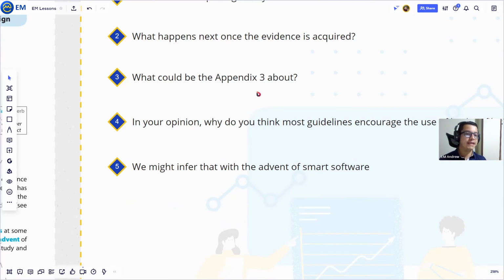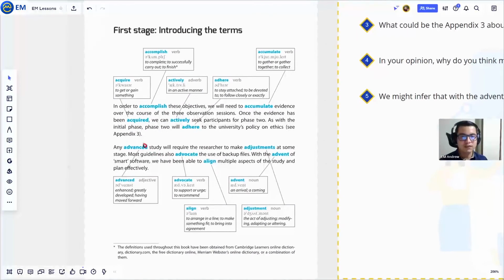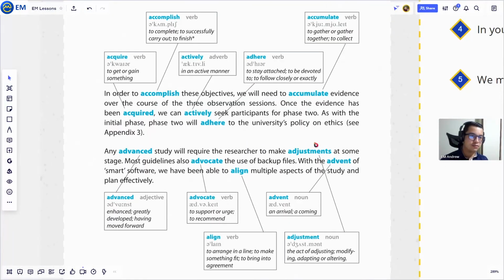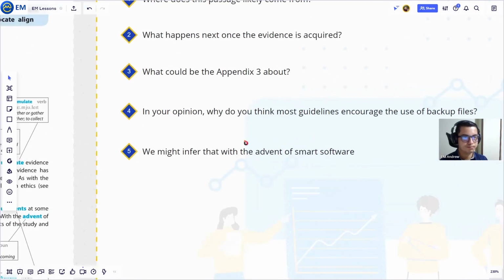What could Appendix 3 be about? So Appendix 3 definitely is related to the university's policy on ethics, and probably in this research we can think that participants are going to be involved in the research and they need to be protected. So the researchers also need to keep in mind these policies from the university, because, of course, it could affect the research.